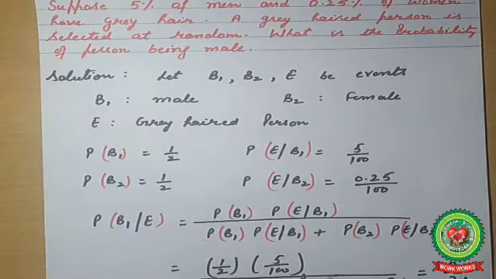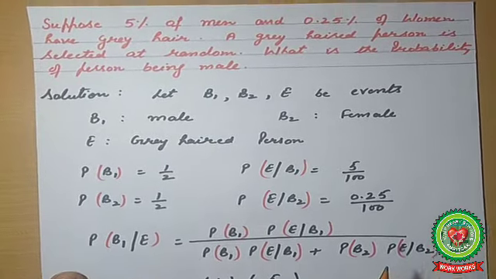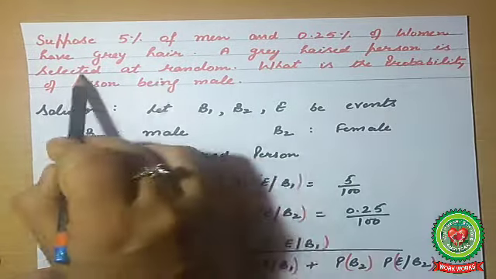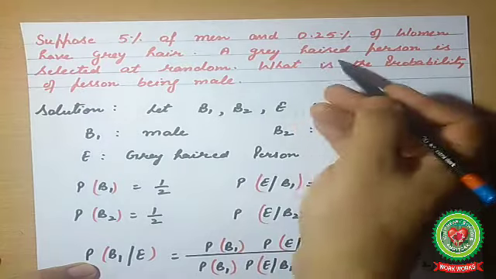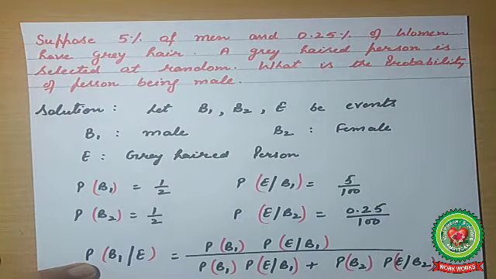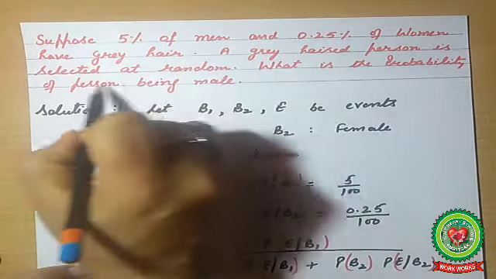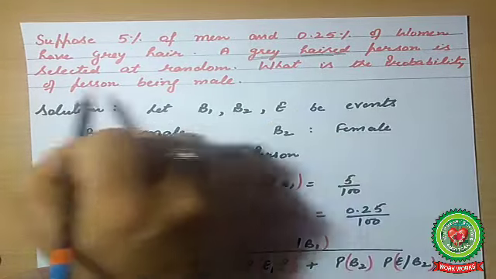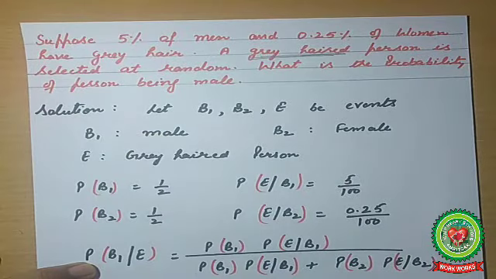Now, I am taking one more example. Suppose 5% of men and 0.25% of women have grey hair. A grey-haired person is selected at random. Now, men and women are there, but we have to select by the color of the hair, grey hair. What is the probability of the person being male? Grey-haired persons are selected, but we have to find the probability of a male person.